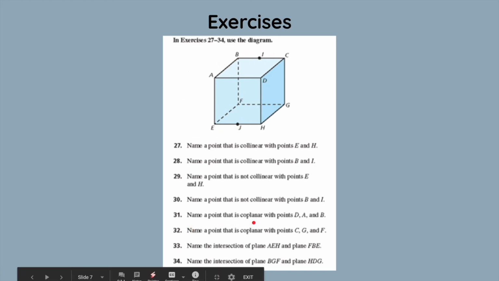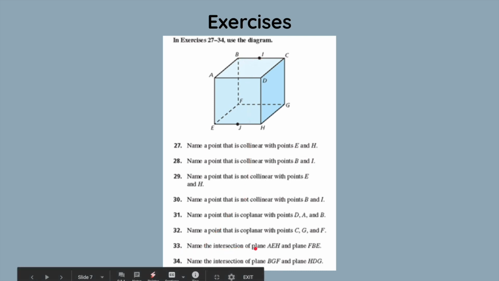Name a point that is coplanar, or on the same plane, with points D, A, and B. So we have points D, A, and B, and another point that is on this same plane is point I and point C. Name a point that is coplanar with points C, G, and F. So points C, G, and F, that would be this plane right here on the back. And another point that is coplanar with them, or on the same plane, is point I or even point B.